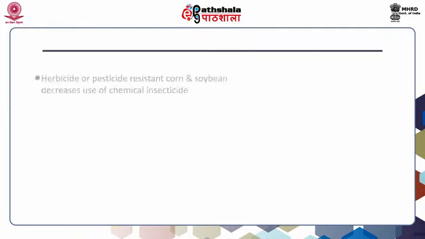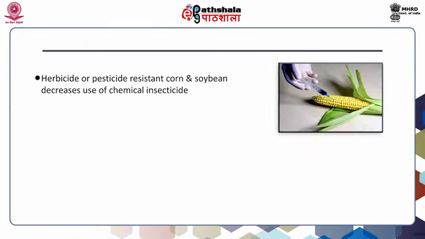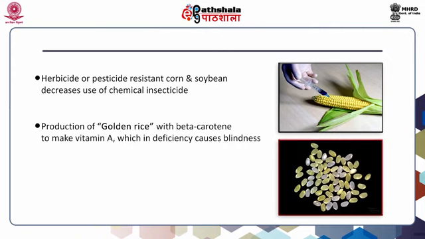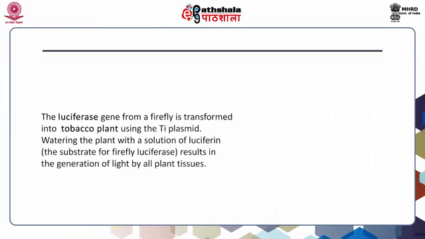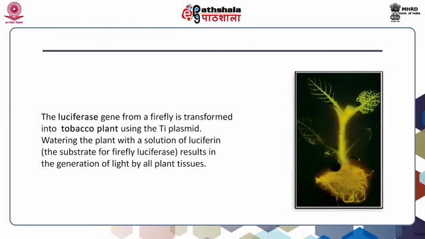Herbicide or pesticide resistant corn and soybean decrease the use of chemical insecticide. Golden rice is produced with beta carotene to make vitamin A, whose deficiency causes blindness. Crops have been developed that are better tasting, stay fresh longer and are protected from disease and insect infestations. The luciferase gene from a firefly is transformed into the tobacco plant using the Ti plasmid. Watering the plant with a solution of luciferin, the substrate for firefly luciferase, results in the generation of light by all plant tissues.